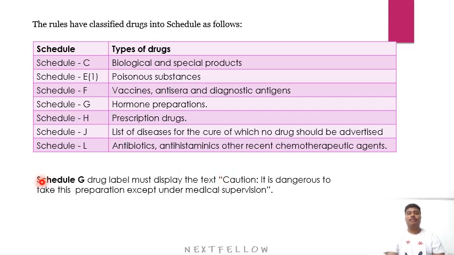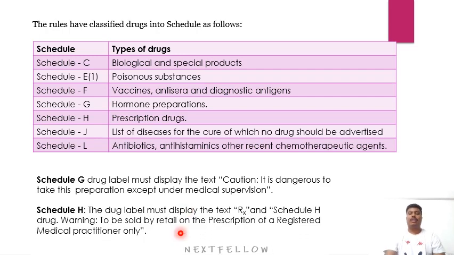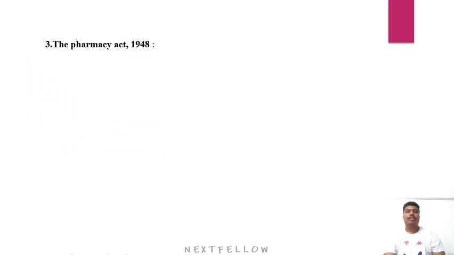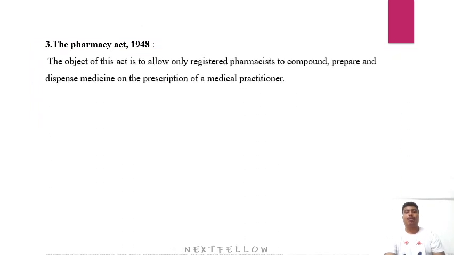Now, some special points about Schedule G and Schedule H drugs. Schedule G drug label must display the text: caution, it is dangerous to take this preparation except under medical supervision. And Schedule H drug label must display the text Rx, that is take thou, and the warning: to be sold by retail on the prescription of a registered medical practitioner only. The Pharmacy Act 1948. The object of this act is to allow only registered pharmacists to compound, prepare and dispense medicine on the prescription of a medical practitioner.